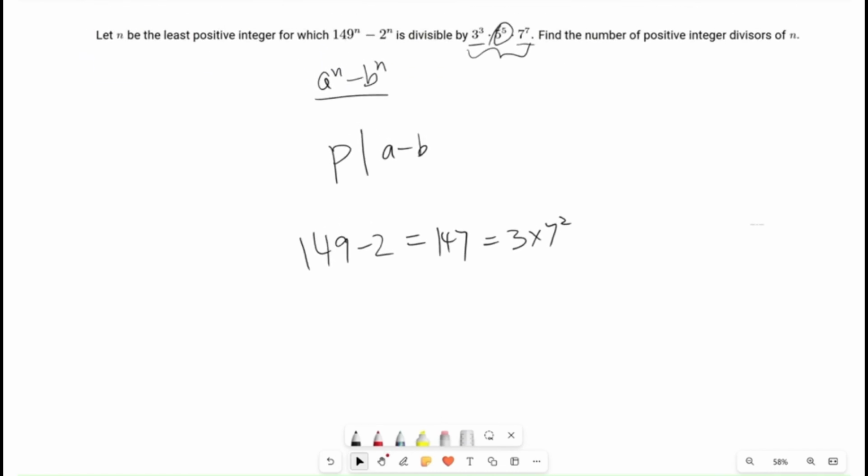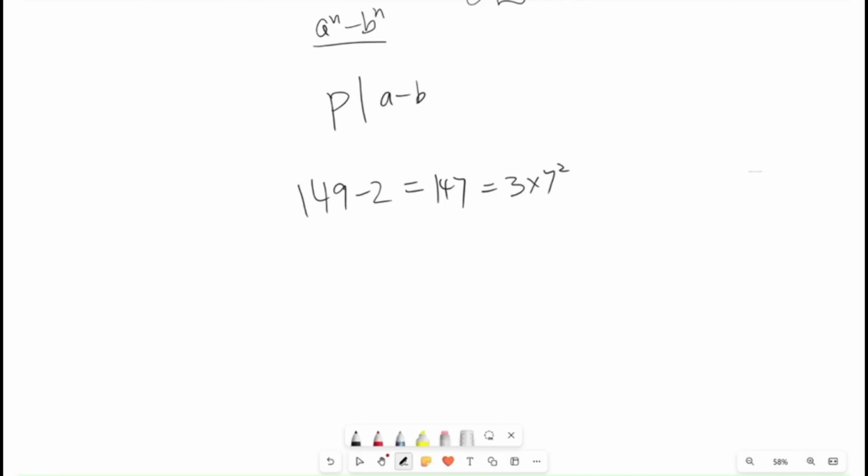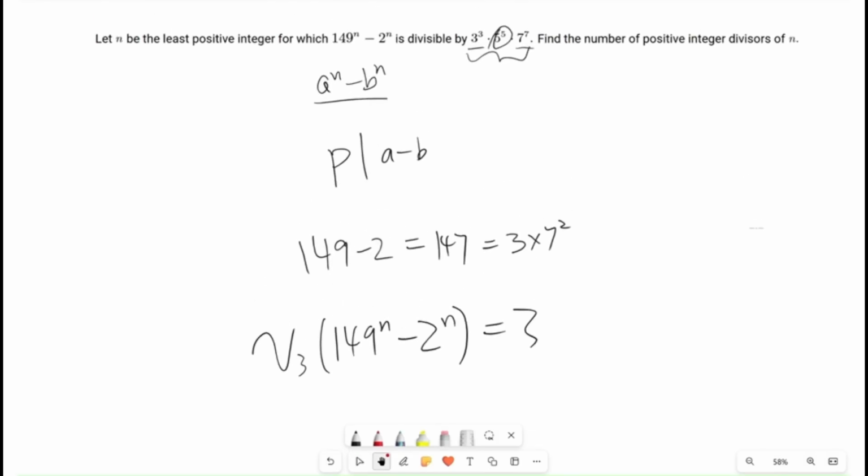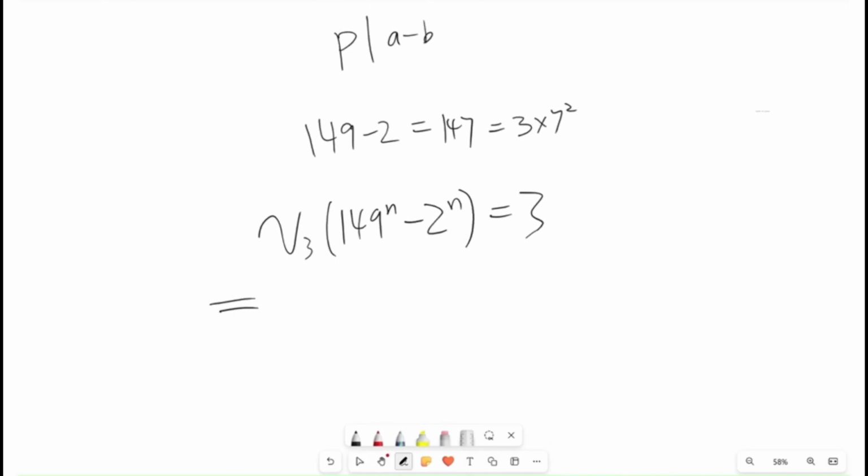And so looking at P equals 3 and 7 first, if we have V3 of 149 to the power of n minus 2 to the power of n, we know that's equal to 3 because in the problem statement, it's 3 to the power of 3. And so using LTE on the left-hand side, we get V3 of n plus V3 of 147, and the exponent of that is just 1. So it's just 1 is equal to 3. And so this just becomes V3 of n is equal to 2.